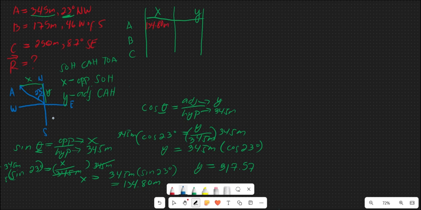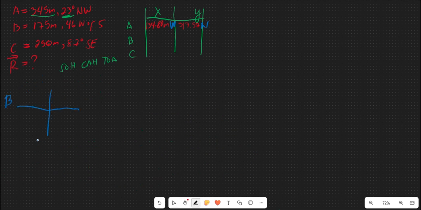And let's take note of the x and y components of vector A that we found. We also need to take note of the direction of our components. Since the given vector is going northwest, our x component must be going west. And the same goes for our y component. Since the given vector is going northwest, our y component should be going north.